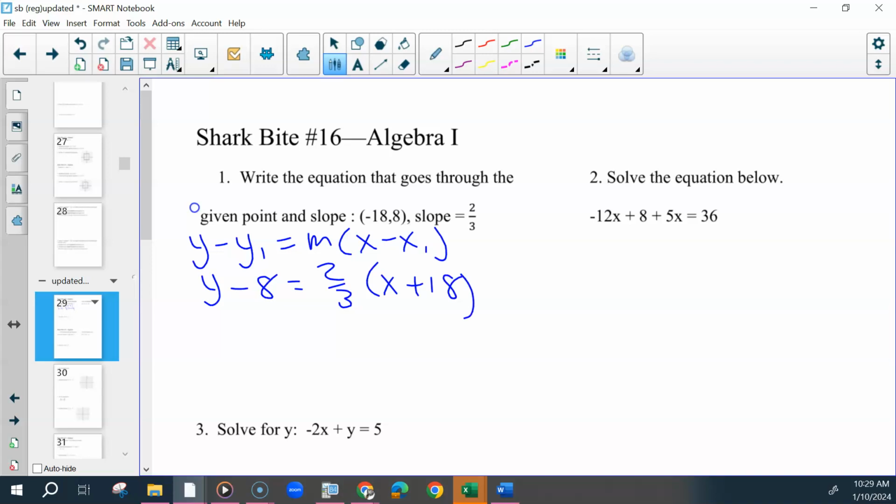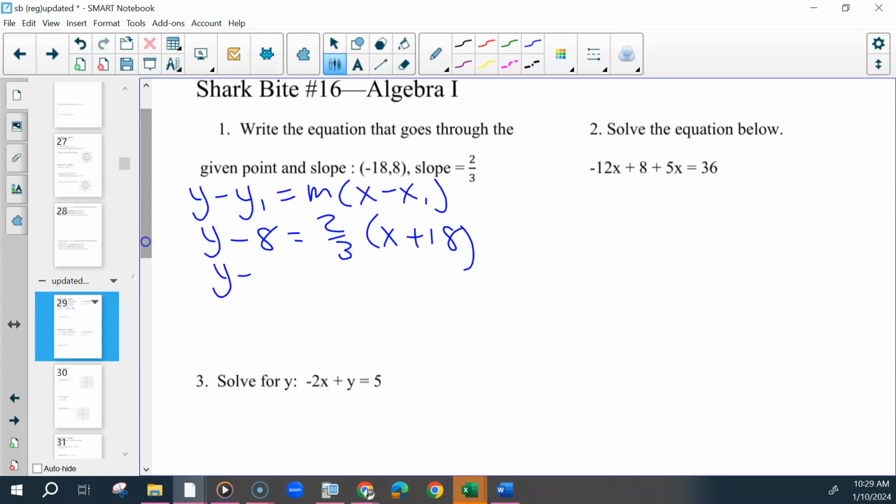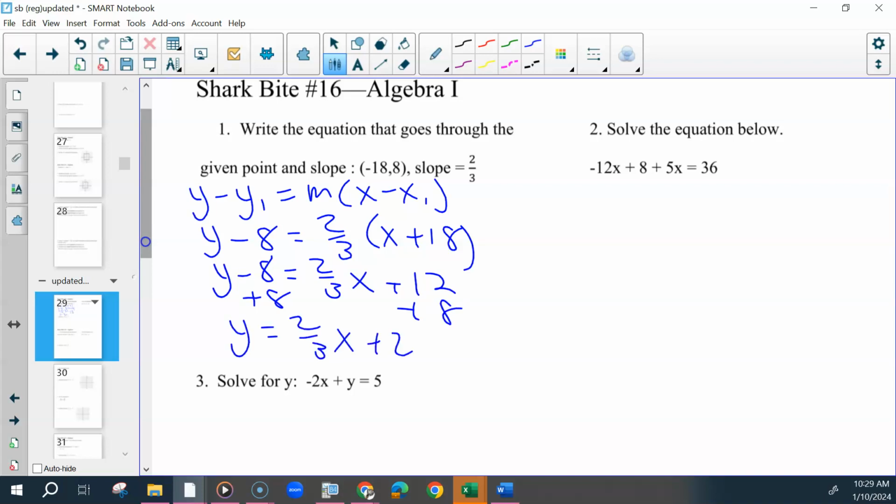Distribute and then solve for y. And then add 8, so y equals 2/3 x plus 20. Questions on that one?